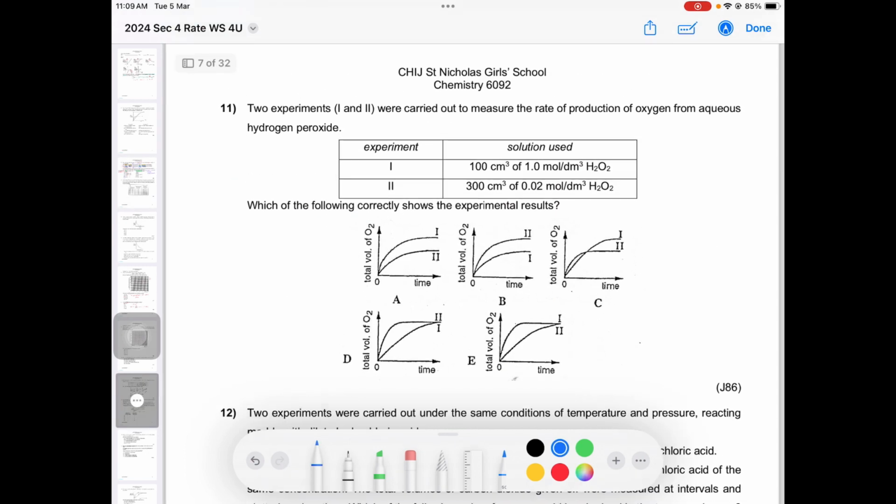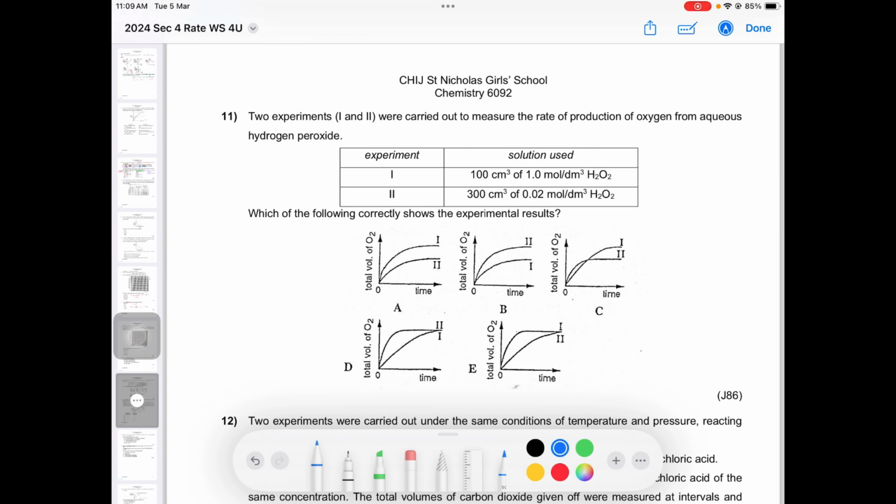For this particular question, you are given again 2 experiments. We want to measure the rate of production of oxygen gas from aqueous hydrogen peroxide. From a previous question, you should know that hydrogen peroxide will decompose to form water and oxygen gas. So it's this reaction that the question is referring to. What else are you given? You are told that the hydrogen peroxide solution used has different volume and concentration. You're supposed to pick the correct graph that shows the experimental results.